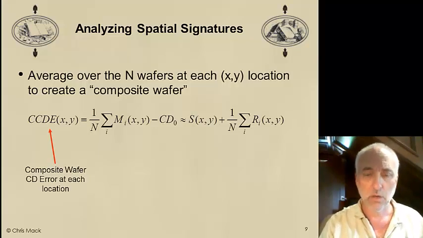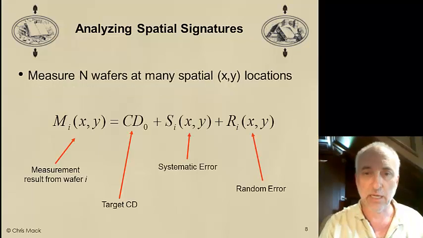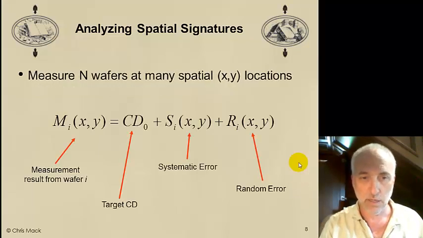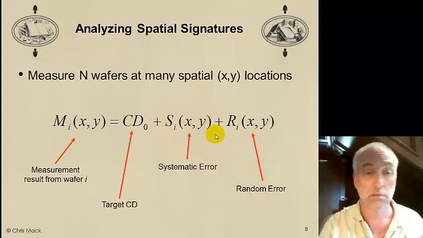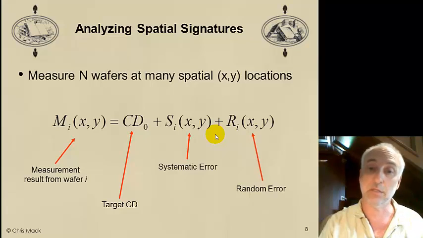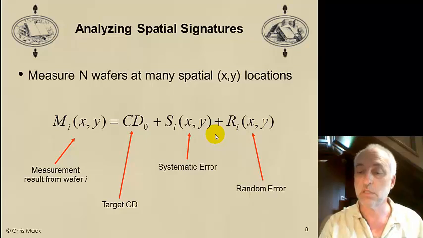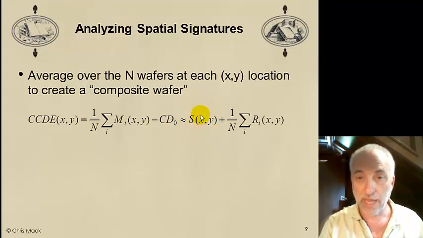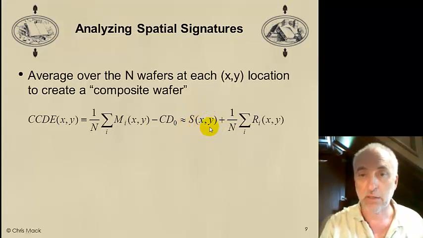Okay, well, let's plug in our formula here. The measurement minus CD0 is the systematic error plus the random error. Right? And then I'll average them all together. What happens when I average all the systematic errors together? Well, by definition, systematic errors are just systematic errors. They're always the same. So the average is the same as the systematic error on any one wafer. Right? So when I average them, I simply get the systematic errors.